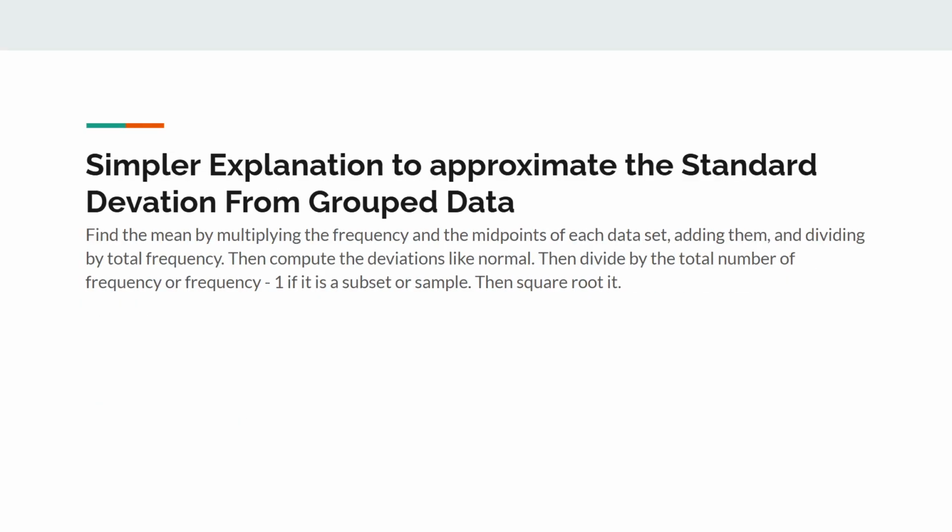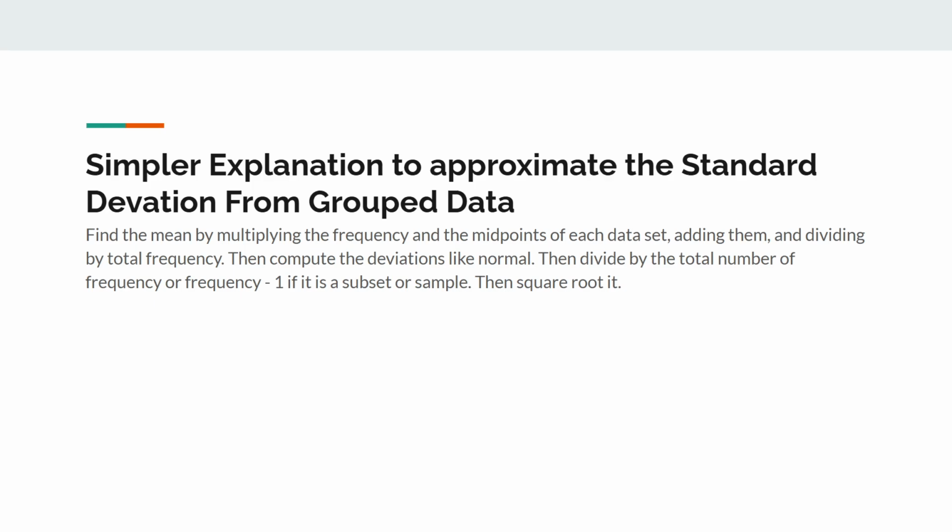I believe there's a simple explanation here. So first you find the mean by multiplying the frequency and the midpoints of each data set. So as we mentioned before, you find the midpoints of each class. You times it by how many times or how many things appear in that class. You add them together, then you divide by the total frequency, which gives you the mean.